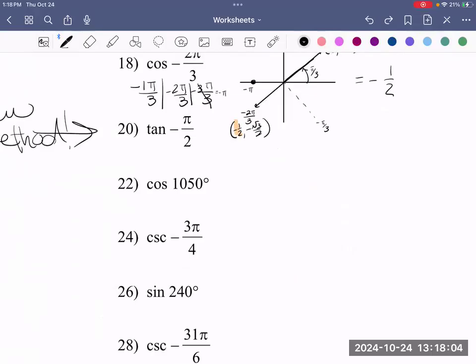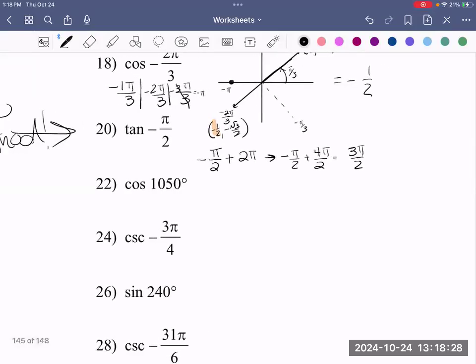2 pi meaning your full unit circle, your full circumference. Now, if it is negative, that means we want to add by a 2 pi amount. So negative pi over 2 plus 2 pi, meaning that we have negative pi over 2 plus 4 pi over 2 means that we are at 3 pi over 2.